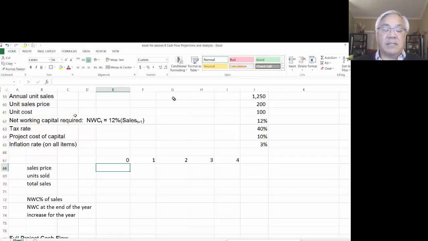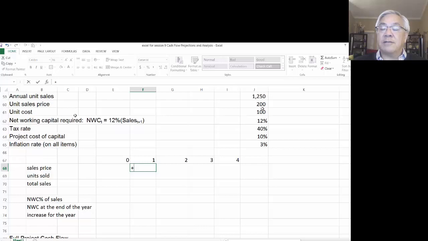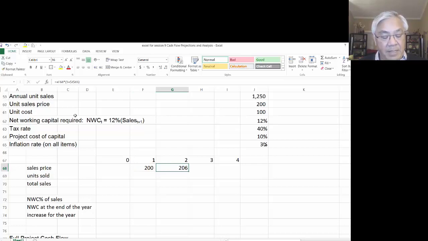So let's start with sales price. Sales price we're given. Initially, the price is going to be $200 right here. We're also told that there's inflation, and all items have an inflation rate of 3%. So the price will increase by 3%. So it's plus 200 times, open parens, 1 plus inflation rate of 3%. And we'll lock that with an F4. And that means it goes from 200 to 206. That sounds like 3%. Copy that to the next 2 years.